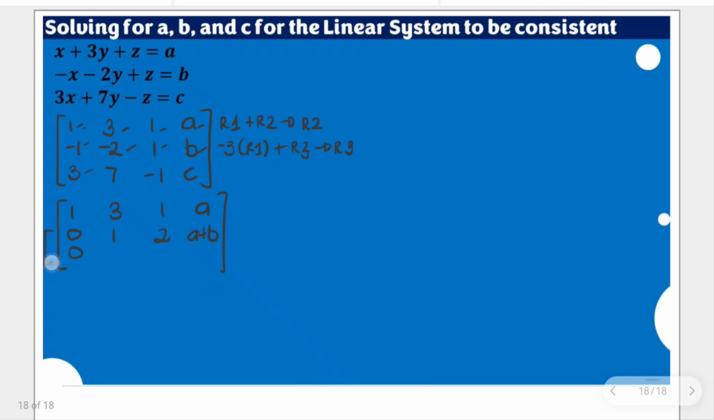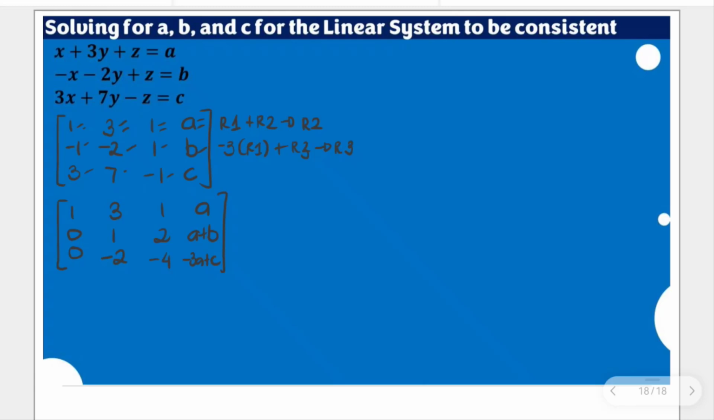So we have achieved this. Next, negative 3 times 3 is negative 9, plus 7 is negative 2. Then, negative 3 times 1 is negative 3, plus negative 1 is negative 4. And then negative 3 times A is negative 3A plus C. So you have negative 3A plus C. By the way, our goal here is this last entry here, so please check on that from time to time.